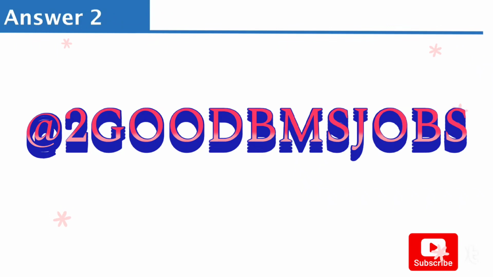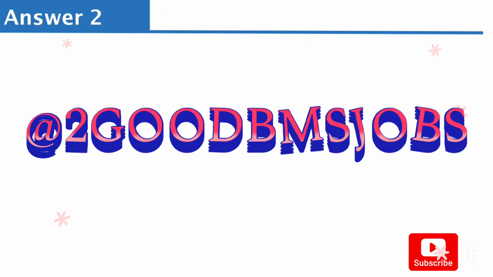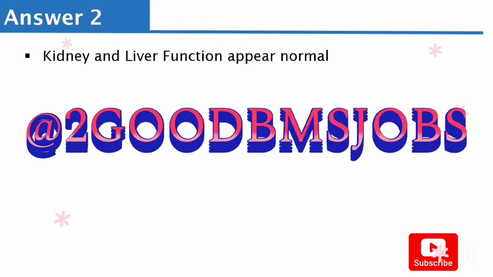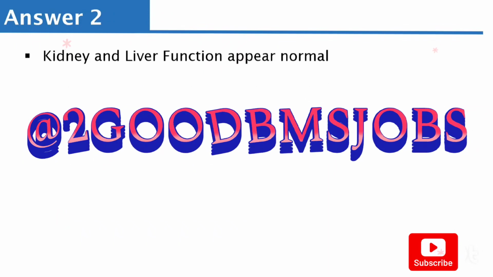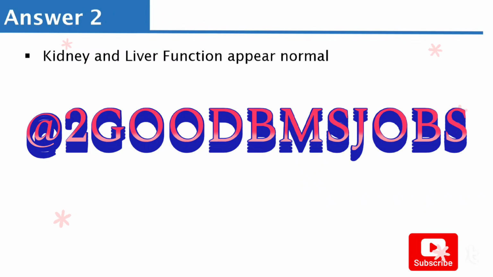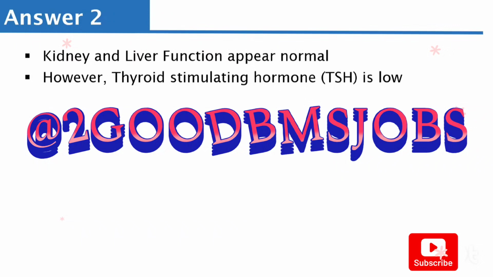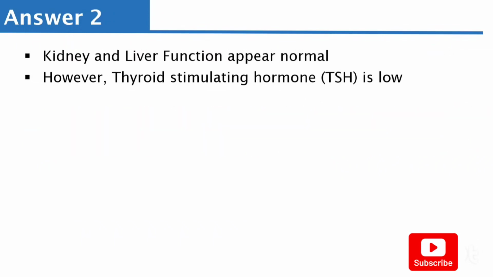Now, in the result interpretation, remember what I said. Don't just jump into talking about the thyroid stimulating hormone. First of all, show that you are aware that some results are normal, okay? Don't forget that. So you are going to see that the kidney and the liver function tests appear normal. They are all of them normal actually. Now, you need to dive into what is abnormal. You say, however, thyroid stimulating hormone, which is TSH, is low. And what does that really indicate? So we now need to find out what is the indicator of thyroid stimulating hormone being low.